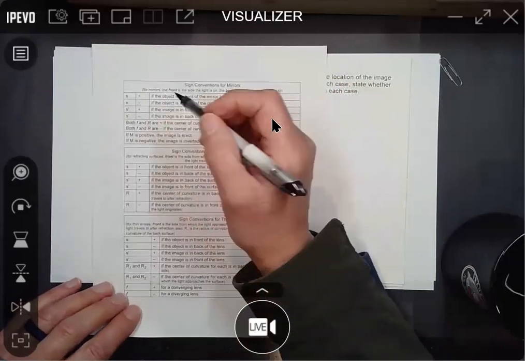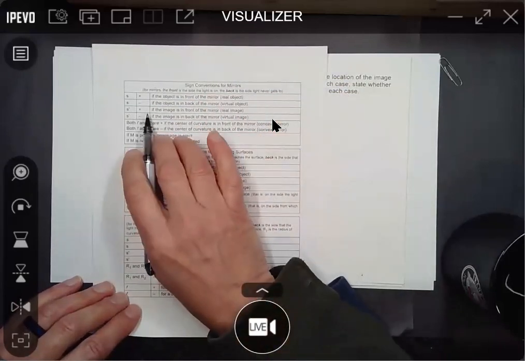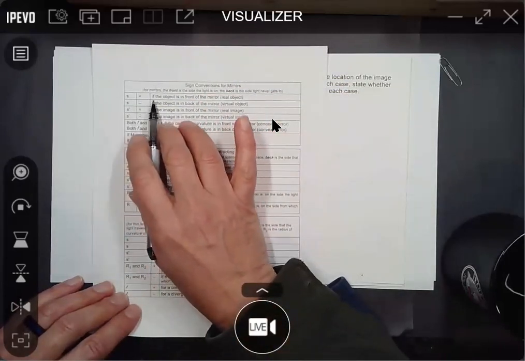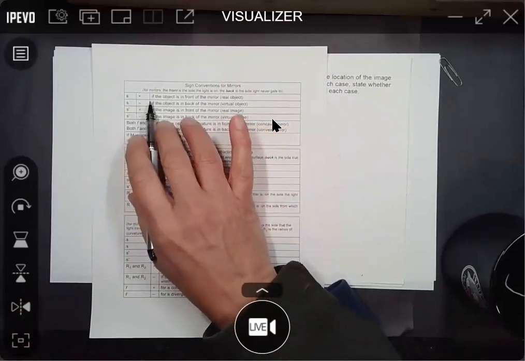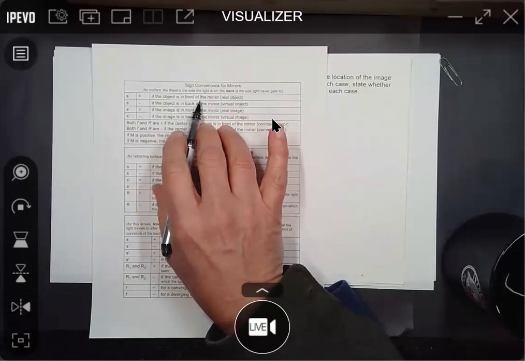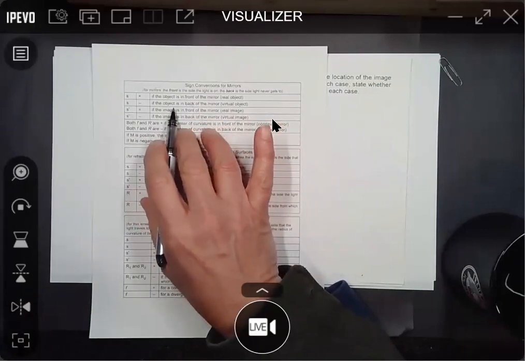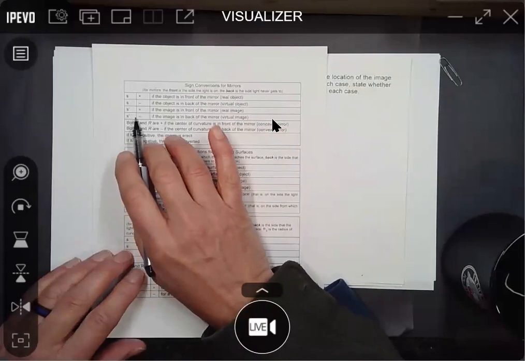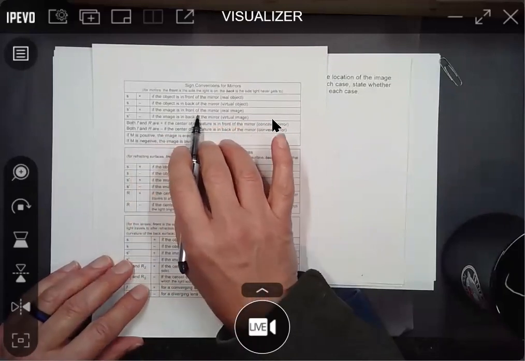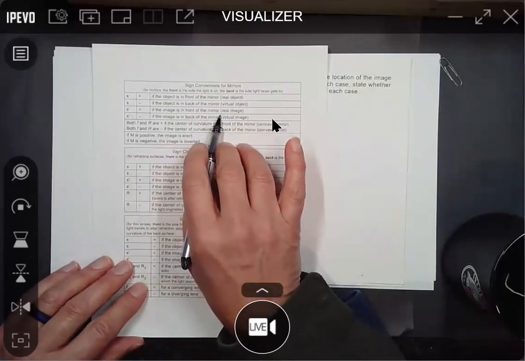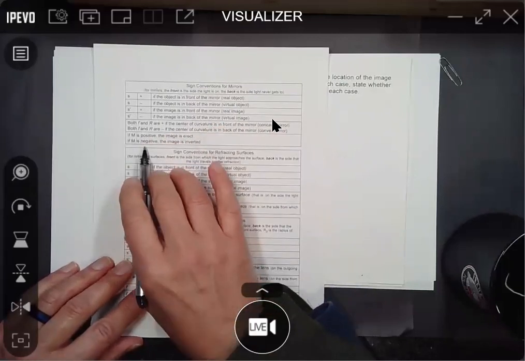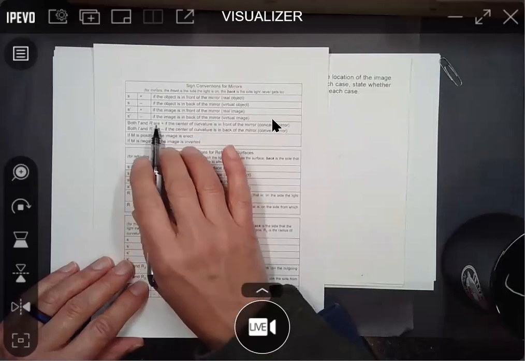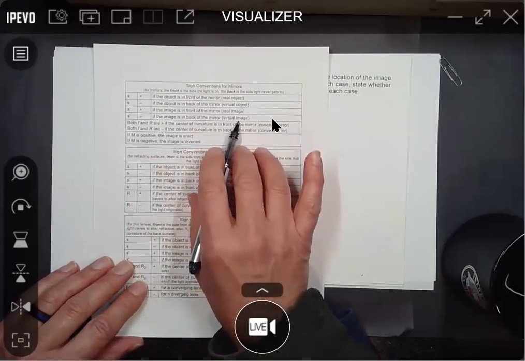But sign conventions for mirrors. S is positive if the object is in front of the mirror. For now, those are the only kind of objects we're going to consider. Later, we'll consider some virtual objects. S prime is positive if the image is in front of the mirror, in which case that'll be a real image. And we do the math to figure out what S prime is. And then S prime is negative if the image is in back of the mirror. That'll be a virtual image.